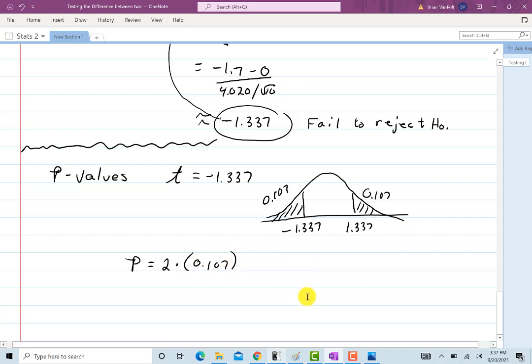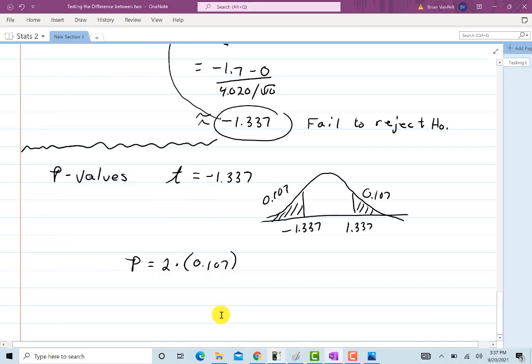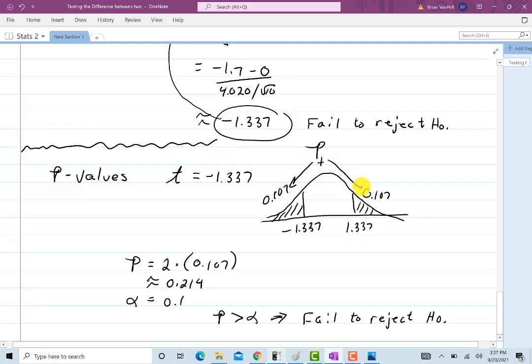And you can do this so easily. Check this out. All I have to do if I want to multiply this by 2 is simply hit times 2, and it will automatically take that answer and multiply it by 2. So I get about 0.214. If you recall, alpha was equal to 0.1, and so we have that p is most definitely greater than alpha, so we fail to reject H naught. And before I finish, remember, on a two-tailed test, p equals this plus this.